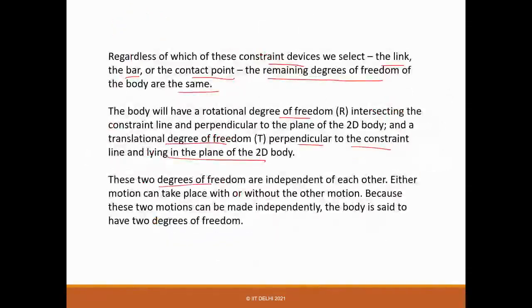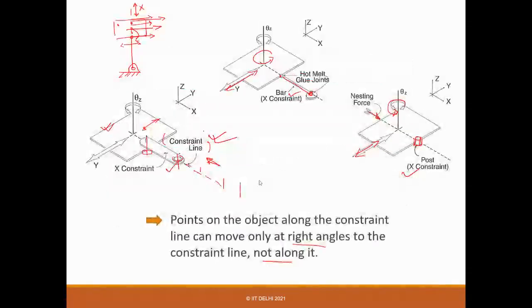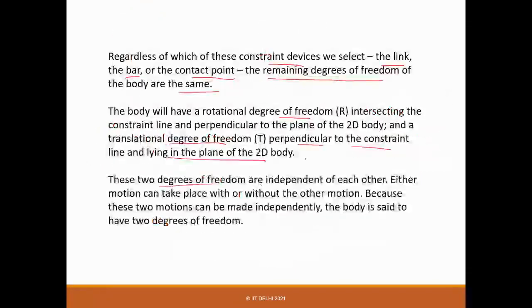Again, these two degrees of freedom, whatever is available in this case, you have the translation along the y direction and the rotation about it. So these two degrees of freedom are independent of each other. You can independently provide those motions. Either motion can take place with or without the other motion. So if it's happening together, you can say it's coupled. If you can provide it independently and without affecting each other, then it's not coupled in that case.